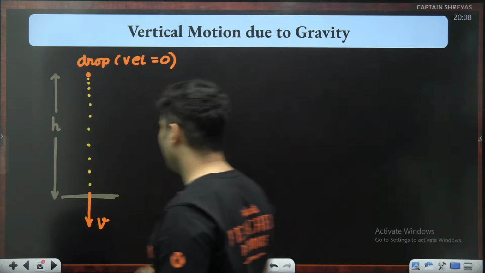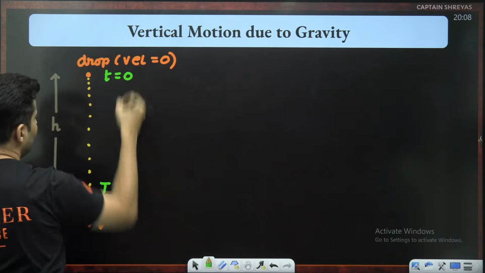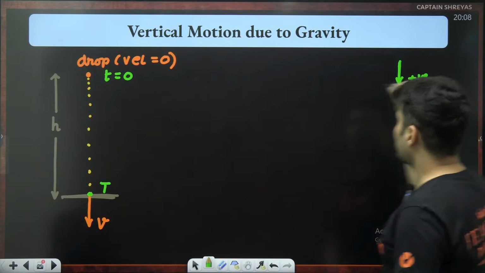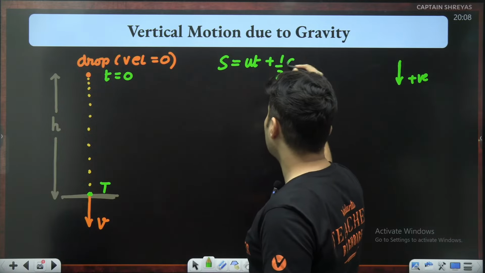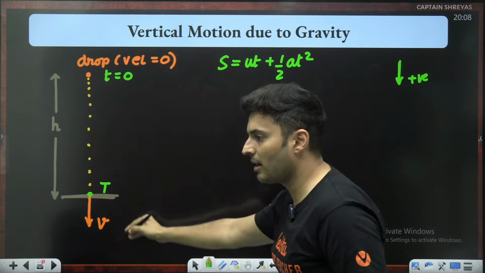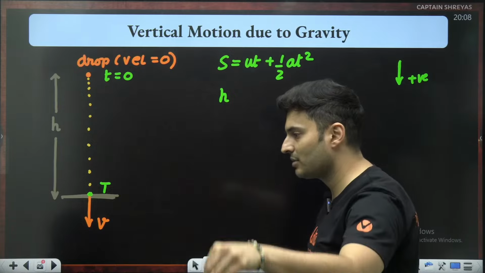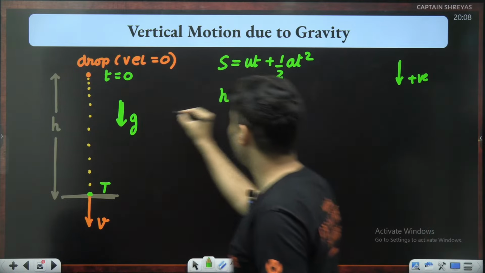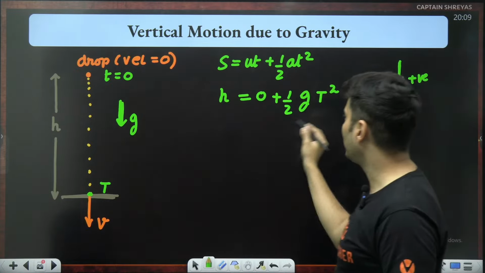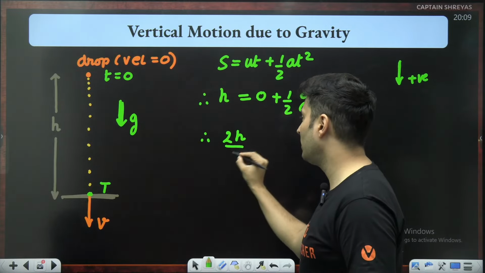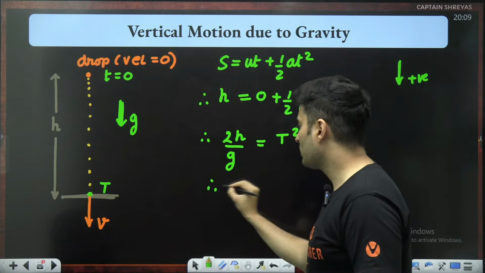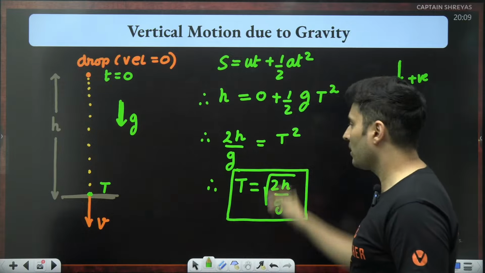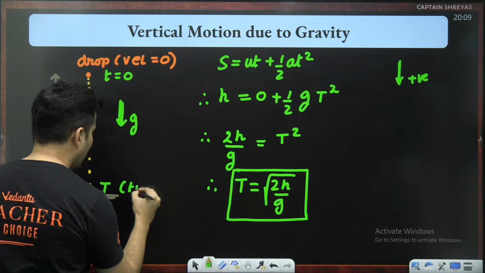What about the time? Can we get the time after which it hits the ground? This was dropped initially, t is equal to 0. Which equation can we use? I think the second equation. Again I take downward direction as positive. Let me use s is ut plus half at square. My displacement is h, since I have come down by a height of h. Downwards is positive, so h is positive. u is 0. Acceleration due to gravity is downwards, so it is positive again. Time is the total time. Move this to the other side. So 2h divided by g is t square. Therefore, t will be root of 2h divided by g. That's your final formula. This is your time of fall.